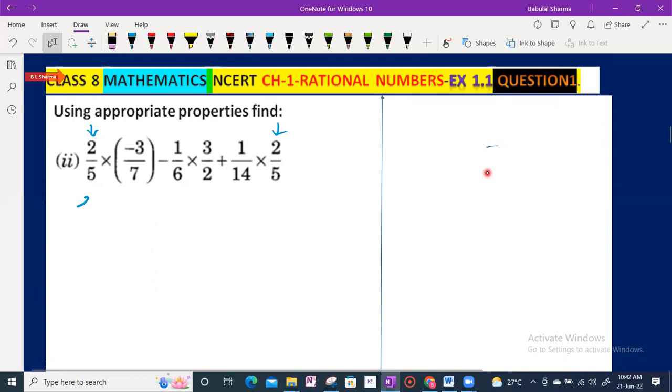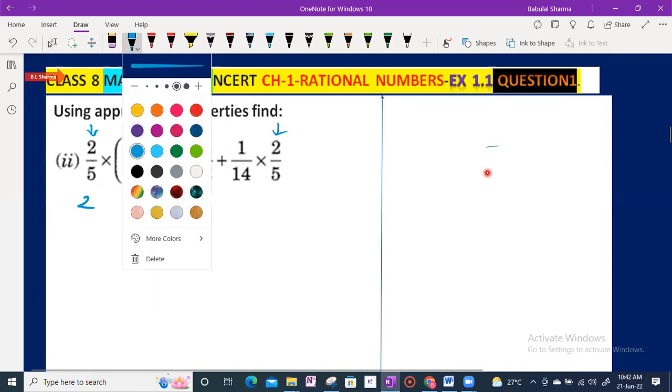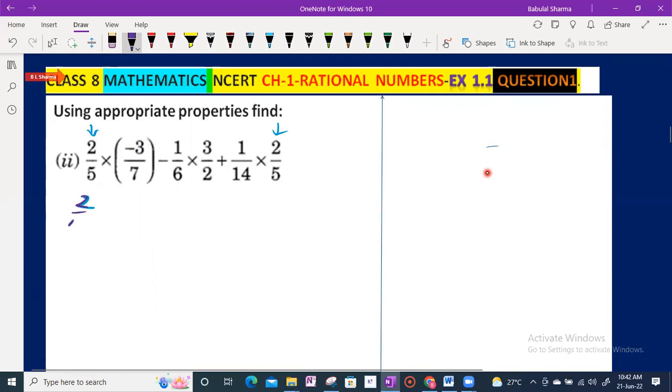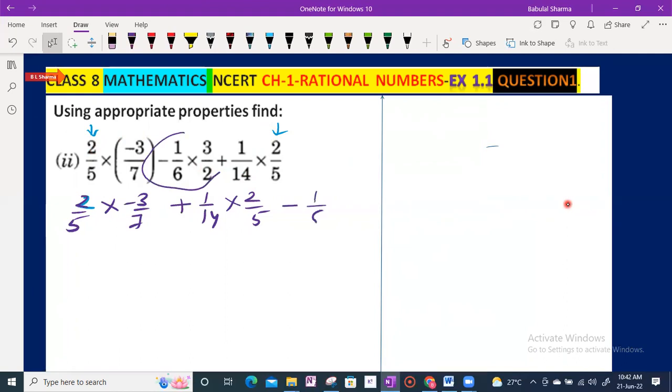So we can write first 2 by 5, that is 2 by 5 into minus 3 by 7 plus 1 by 14 into 2 by 5, means taking this and this together, क्योंकि यहाँ पे 2 by 5 एक common term है. Then what is left? This is left. So writing minus 1 by 6 into 3 by 2. Grouping किया हमने. Now what is common? What is common now in first and second?